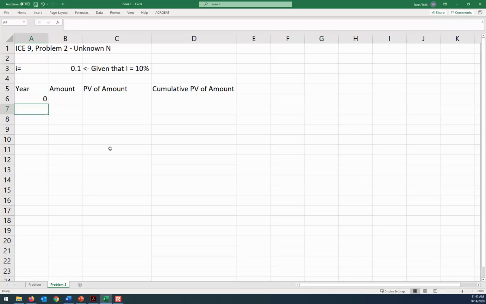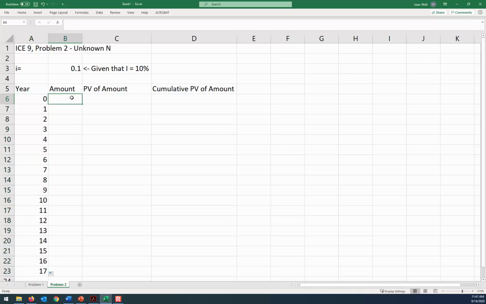So 0, 1, 2. Now I don't have to type all the way through 17. What I can do is I can highlight, and Excel is going to detect the pattern that it's increasing by 1 every year. So when I use this green anchor point down here and click and drag, then it's increasing, and I want to go down through 17.